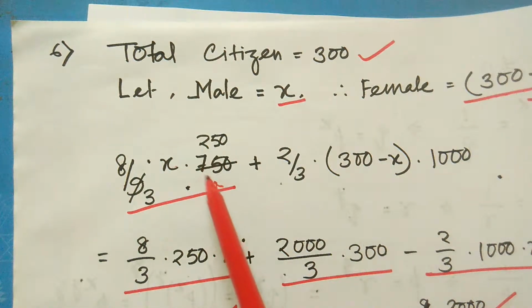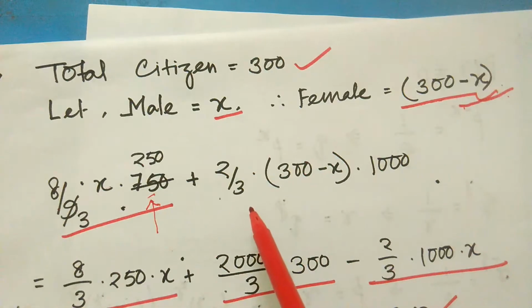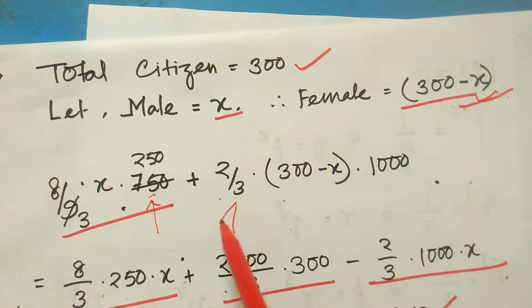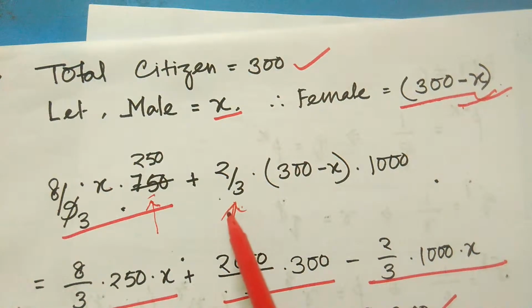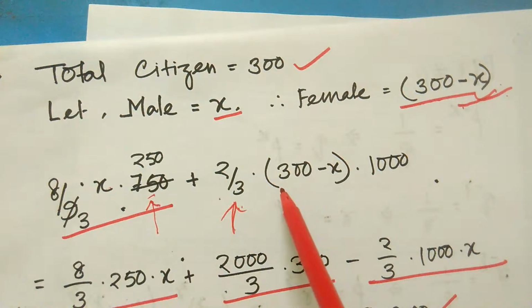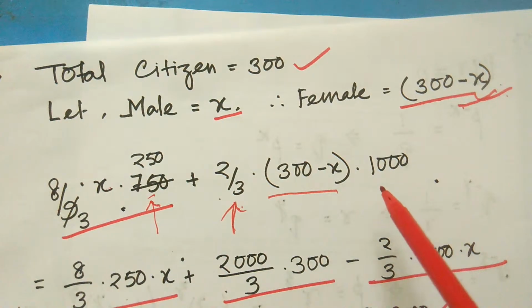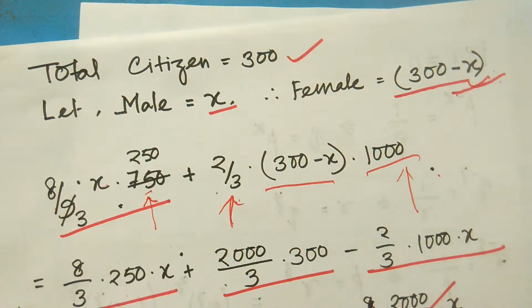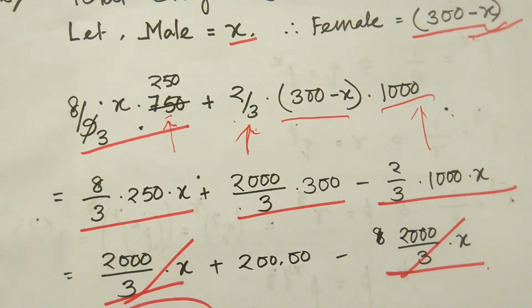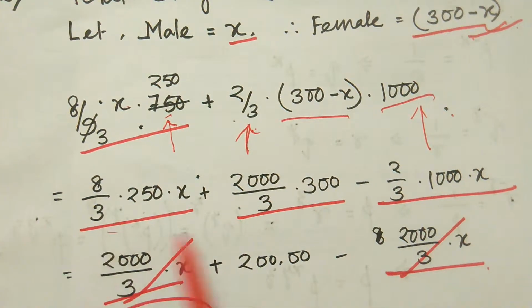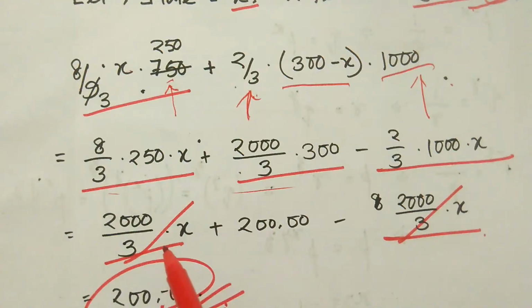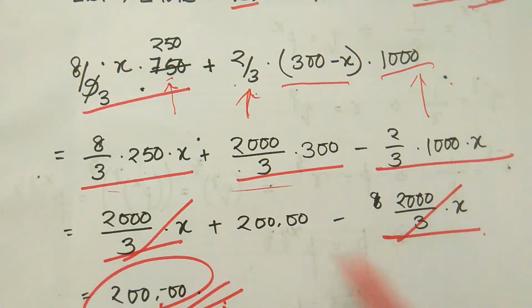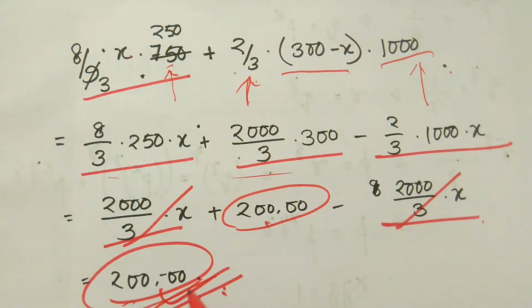So 750 is multiplied with it, and 2/3 of the female citizens claimed the gift. So 2/3 into the total number of female citizens, and 1000, which is the amount to be given. So if you solve this equation, you will get this. After that, this and this will be cancelled out. This will be the remaining amount. So this is the answer. I think one more zero is there in the answer, but this is the correct answer for this question.